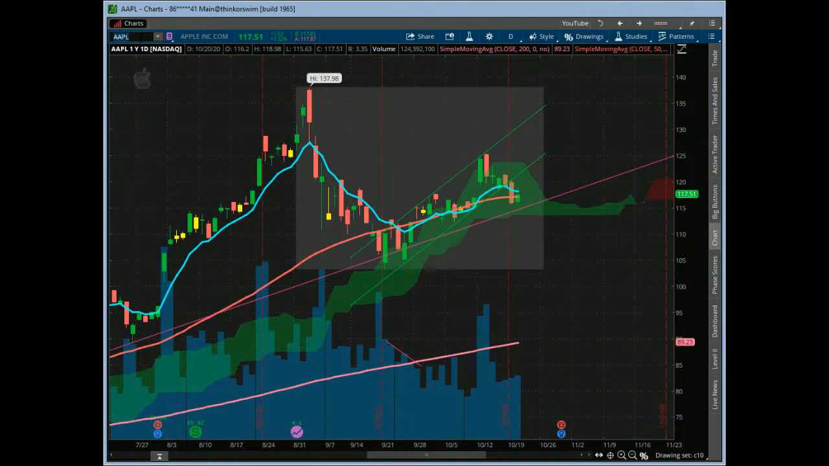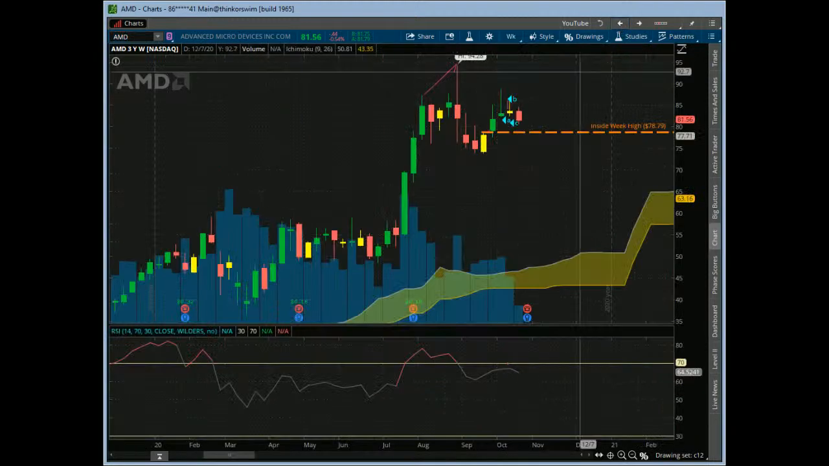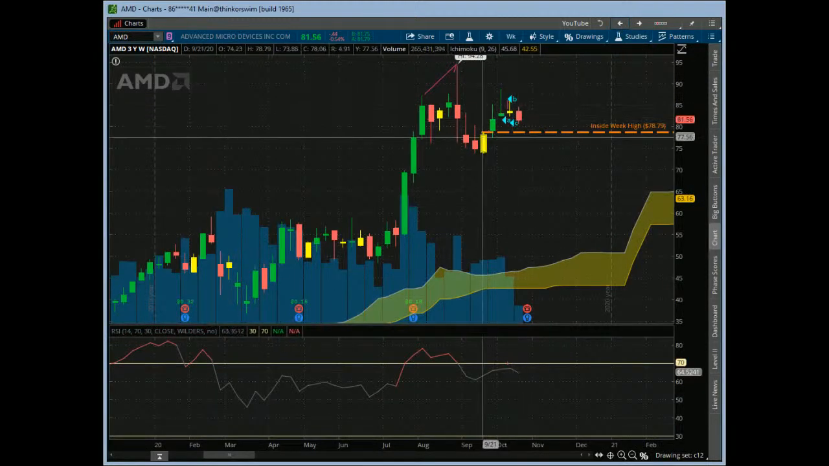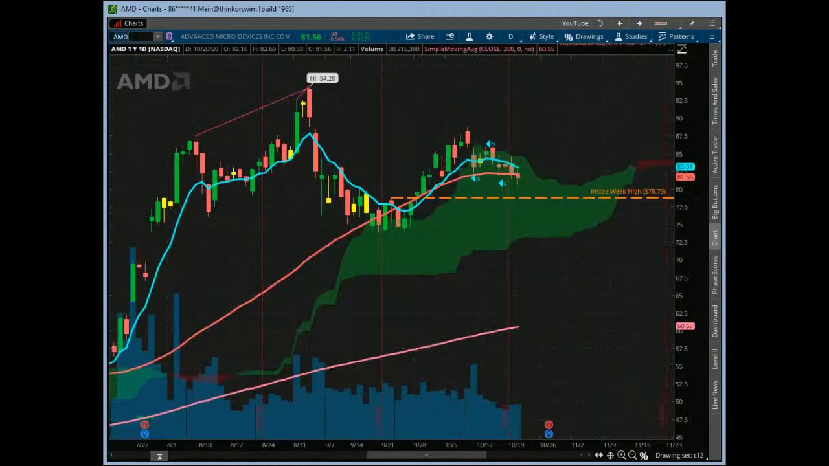So good stuff. Speaking of which, look at AMD on the weekly chart. This is one of the ones we tweeted out this weekend. So some nice downside action here off of the inside week, right? We had some nice upside action from the inside week the prior week. So good stuff there.